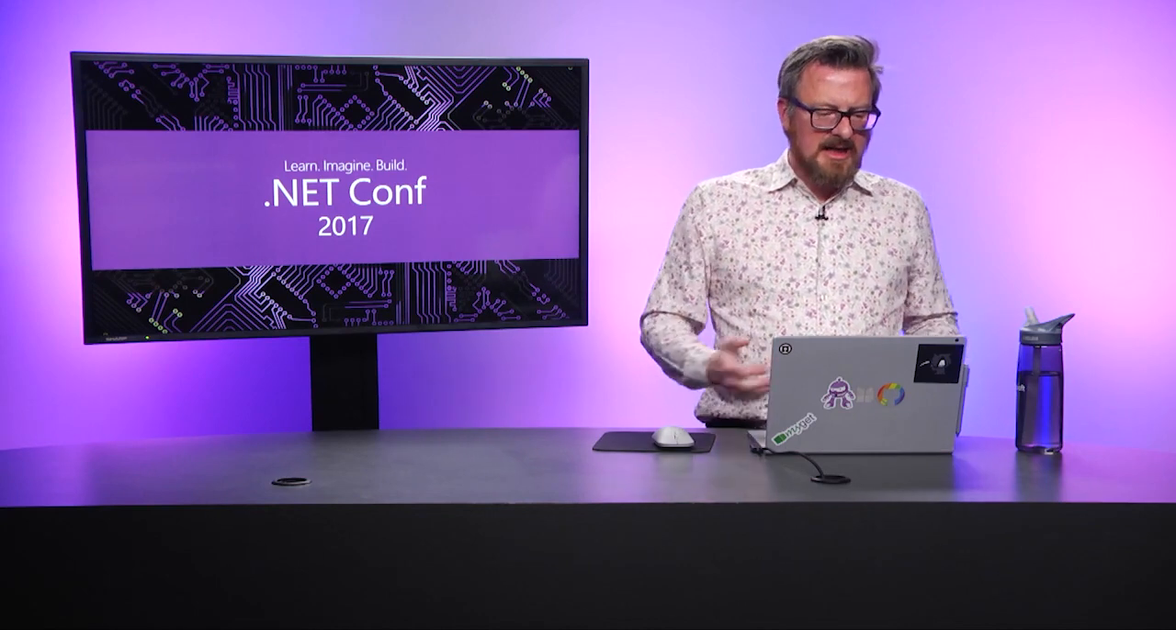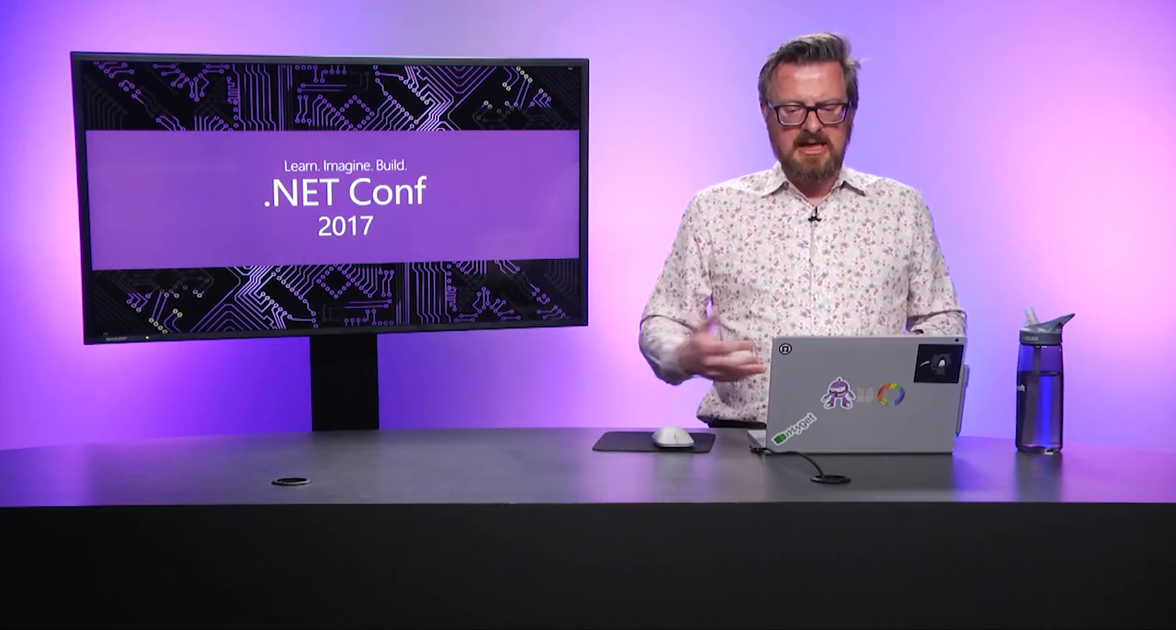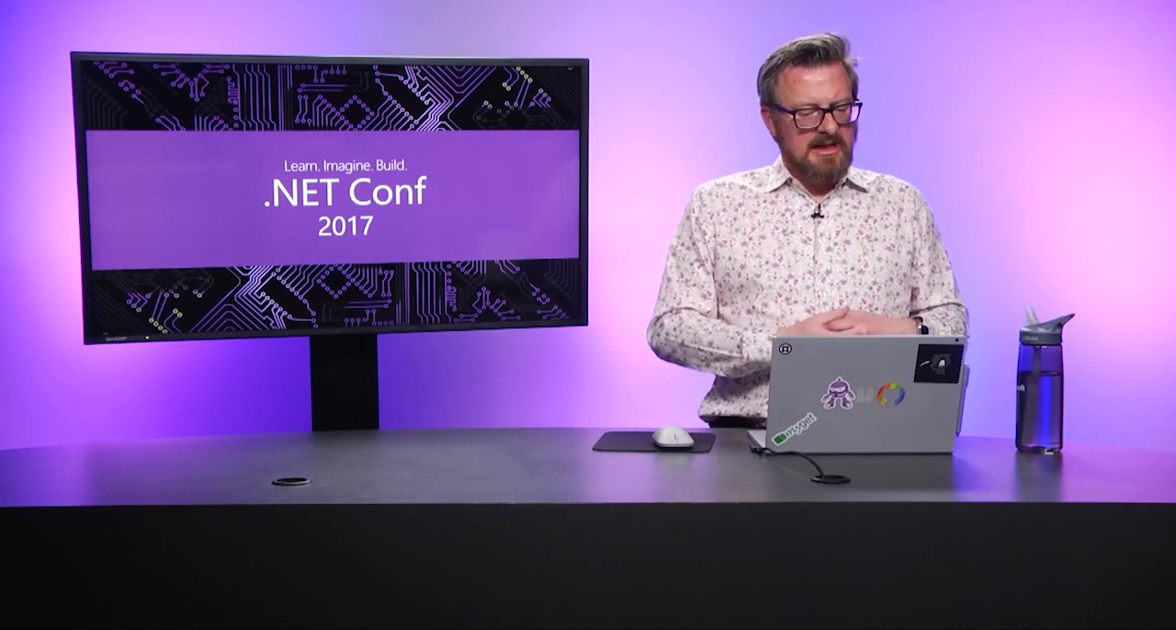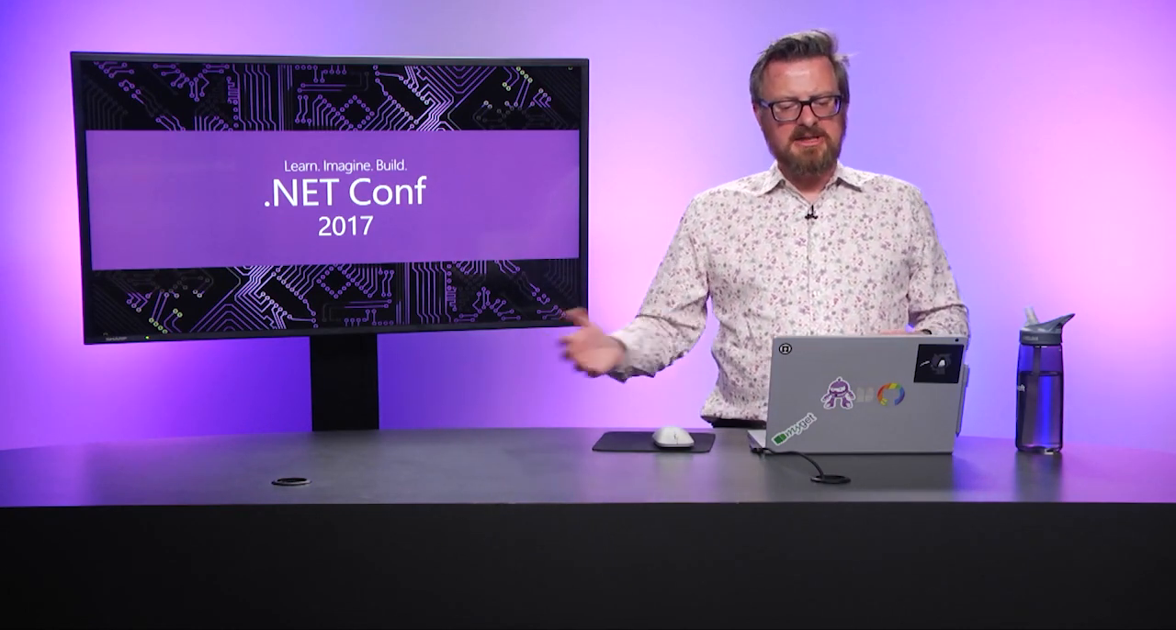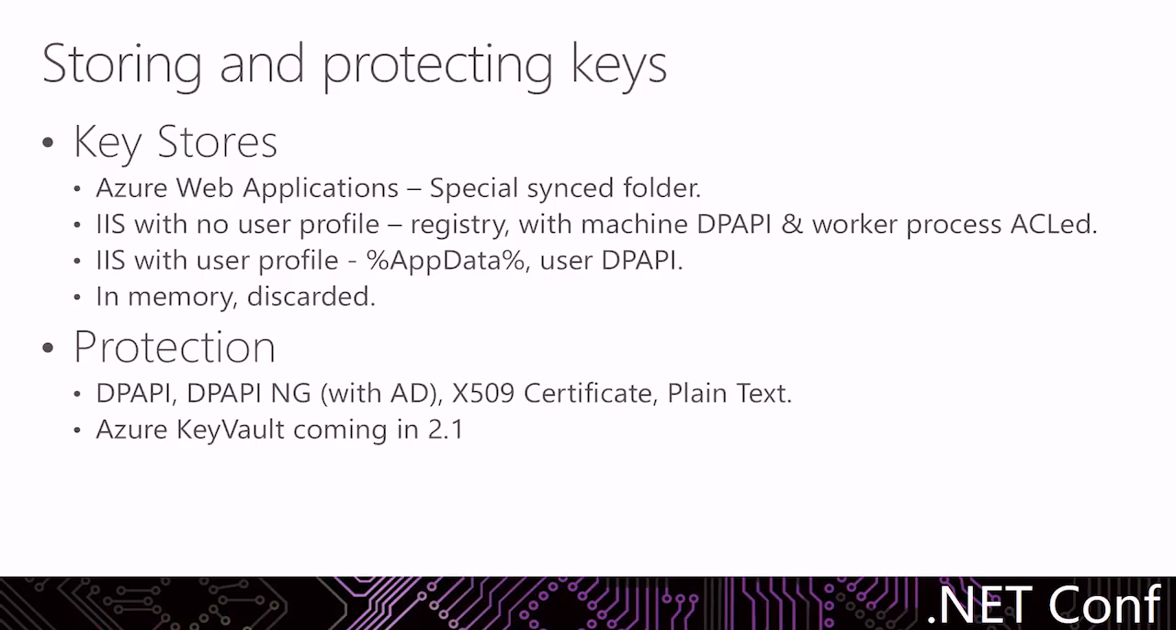If you're running underneath IIS without the user profile, we default to the registry, and then we use Machine DPAPI, and we ACL it. If you're in IIS with the user profile, we stick it under app data, and again, we use Windows DPAPI to protect it. If you're on Linux, the default that we have, the only thing that we can do is in memory, and then we discard your keys when your application stops. But you can set it to just use a folder on disk. And then it's up to you how to protect that folder.